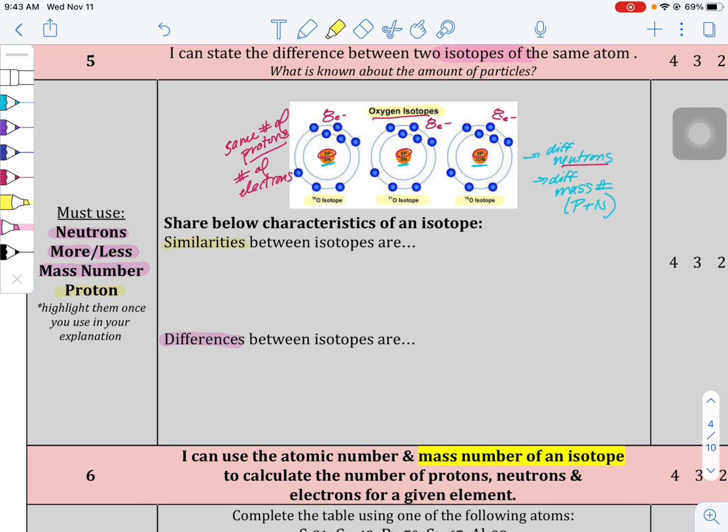So you should have at least 2 things here. It would be great if they were in sentence form, and then of course as you go back through, making sure that you've highlighted all your must-use words that show up in your 2 explanations.